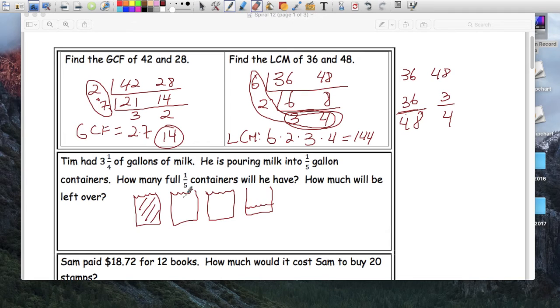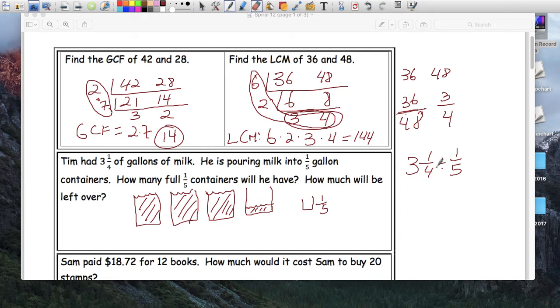So let me just go like this. That's full, and there's a little bit here. But we want to take all this milk and pour it into little containers like this. Each of them is about 1/5 of a gallon. So how many of these can I fill with 3 and 1/4 gallons of milk? So it's a division problem. 3 1/4 divided by 1/5.